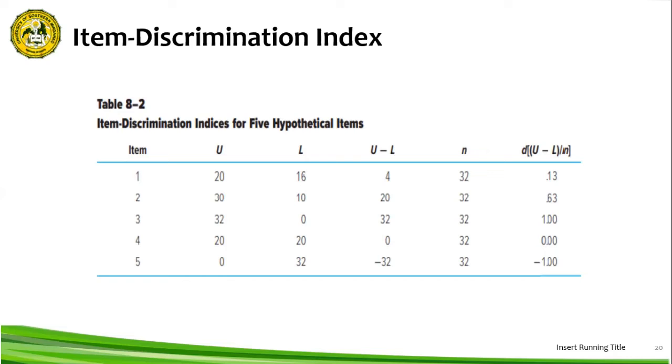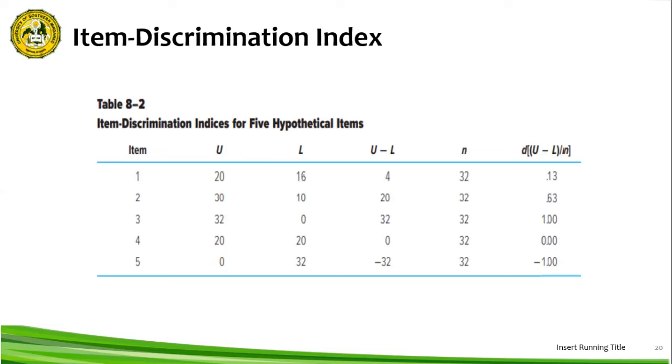0.63 discrimination index. So item 3 has a discrimination index equal to 1, which means that all members of the upper group answered the item correctly while all members of the lower group answered the item incorrectly. Now item 4 with 0.00 does not discriminate between the test takers at all.